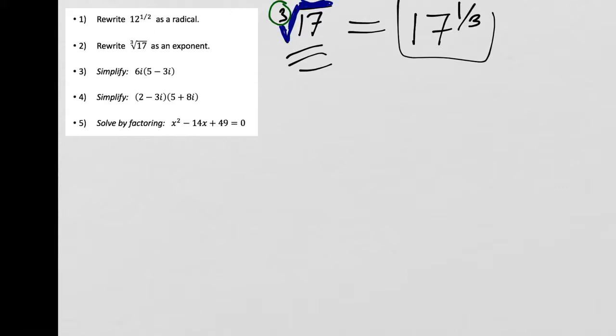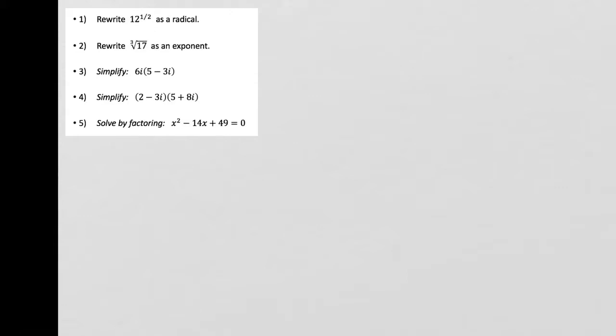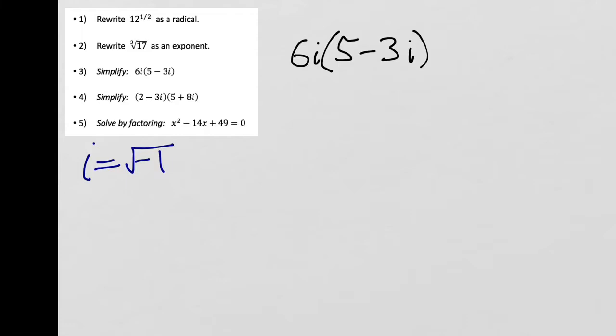Okay, great. Next, we need to simplify 6i multiplied by 5 minus 3i. This is something that we reviewed right before the break, but in case you've forgotten already, one of the things we know is that the symbol i represents the square root of -1. Therefore, when we square i, that is the same as just -1. So i is the square root of -1, and i squared is -1.